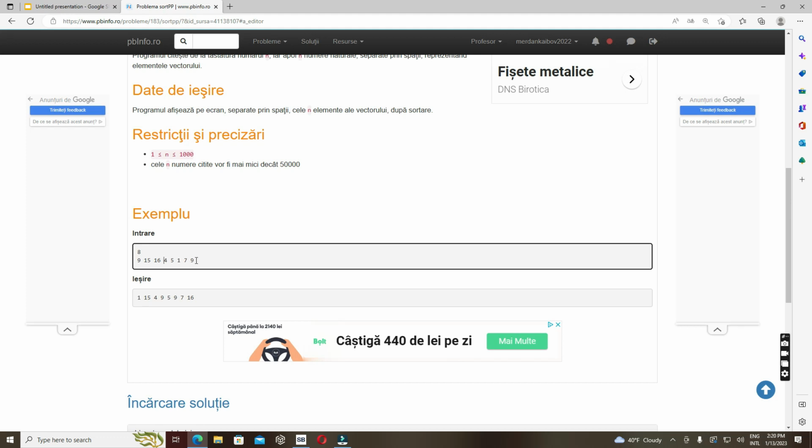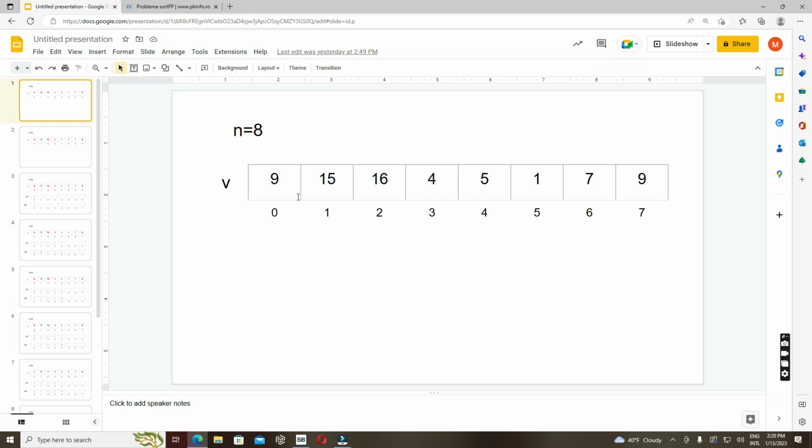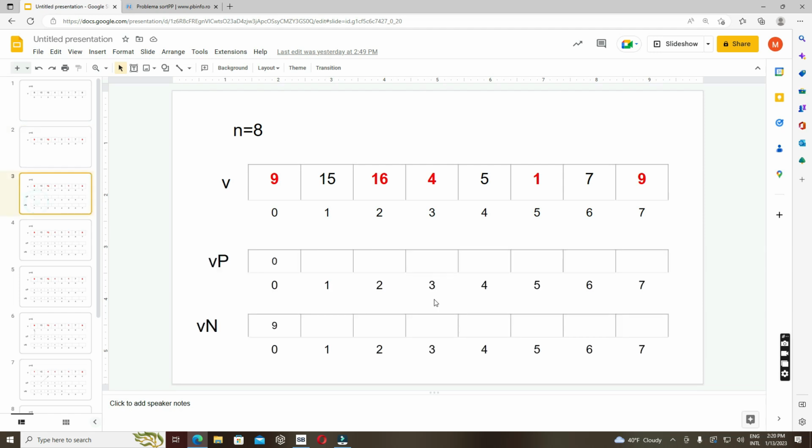We must sort the square numbers without affecting non-square numbers. So we'll have all these numbers, and the square numbers are painted in red here. I will have two other vectors. For the vector Vn, I'll put the square number, and for the Vp, I'll put the position of this number.